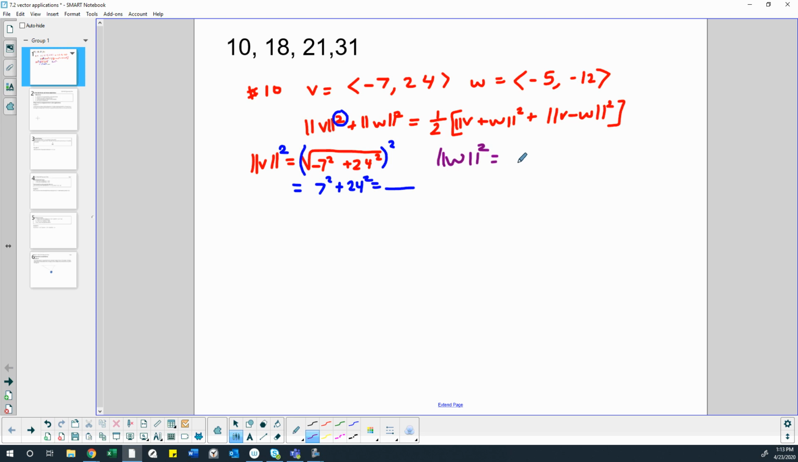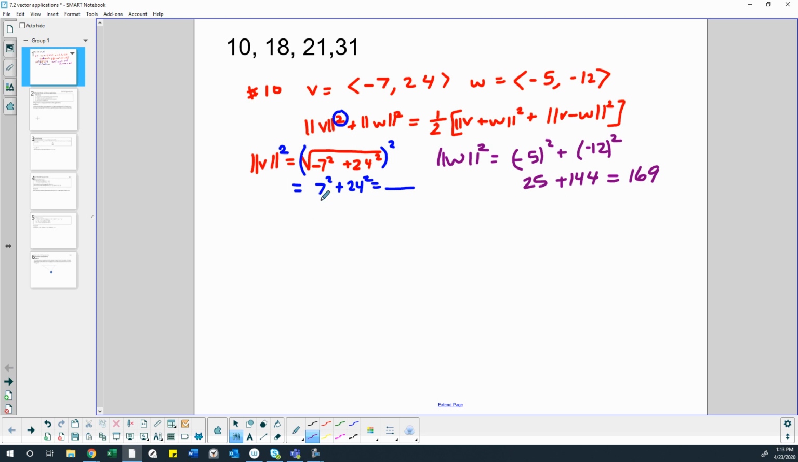So that would be where we're going to, again, we're squaring a square root. So I'm not even going to write the square root stuff. I'm just going to do -5 squared plus -12 squared. Those numbers are smaller. I can do those in my head. So magnitude w squared is 169. I didn't grab my calculator to figure out this one.